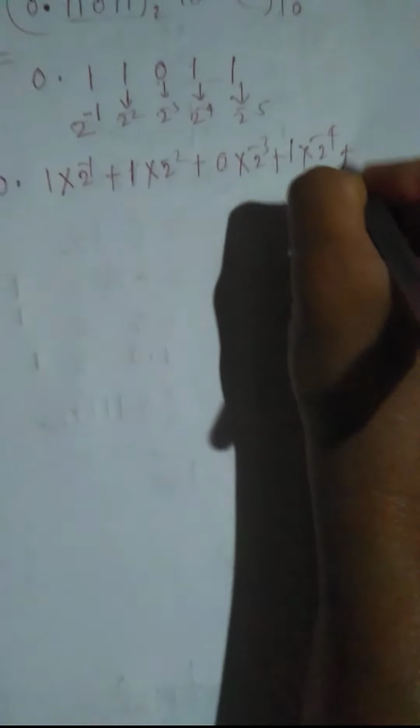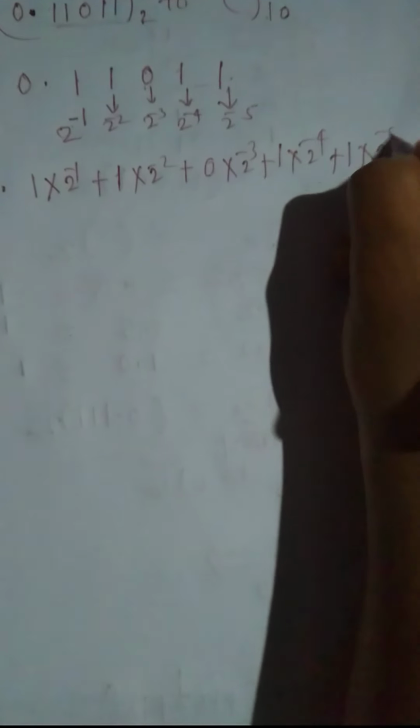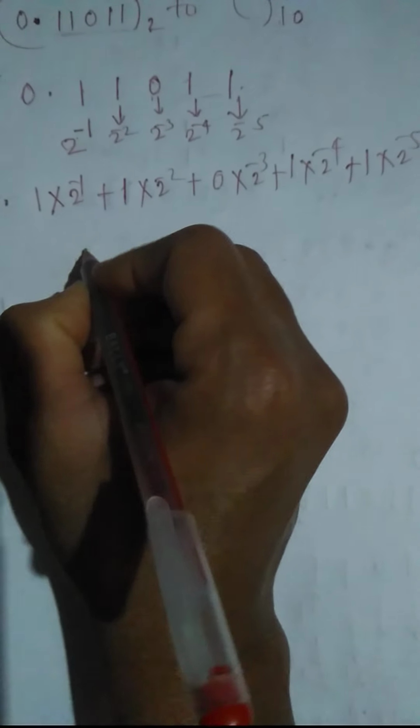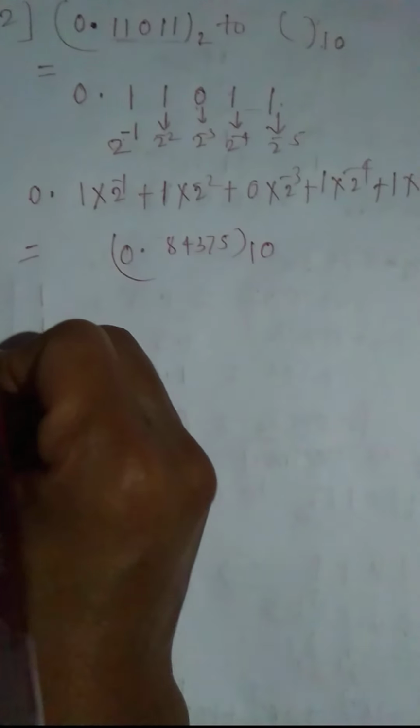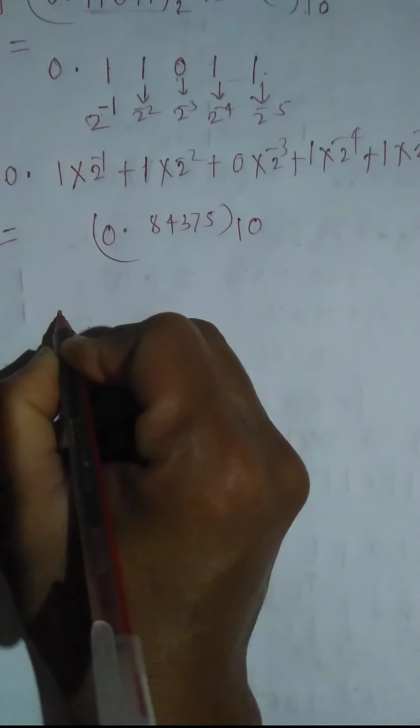So the conversion: 0 point, then x means 1 into 2 raised to minus 1. This is 1 into 2 raised to minus 2. This 0 into 2 raised to minus 3. This 1 into 2 raised to minus 4. This 1 into 2 raised to minus 5. So the answer we have to calculate is 0.84375. You have to calculate that answer. This is the example.